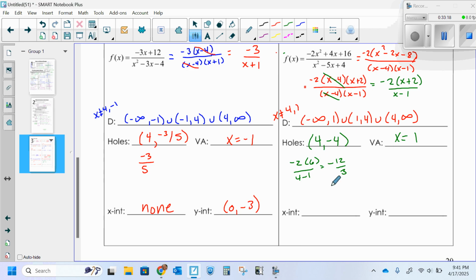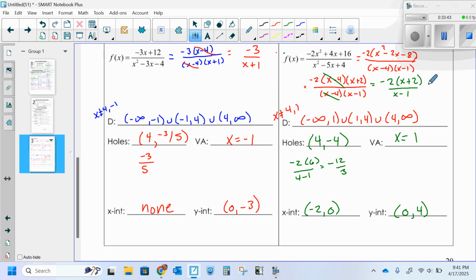X-intercept, 0 of the numerator. This constant doesn't affect it. What makes that 0? Negative 2. And then the y-intercept, plug in 0 for the x value, and you get 4. Okay?